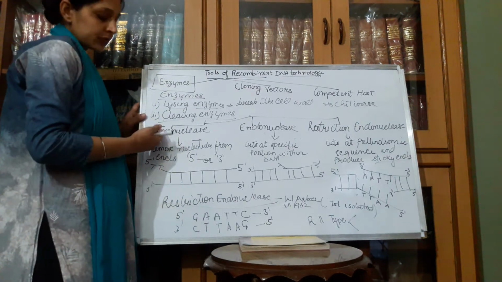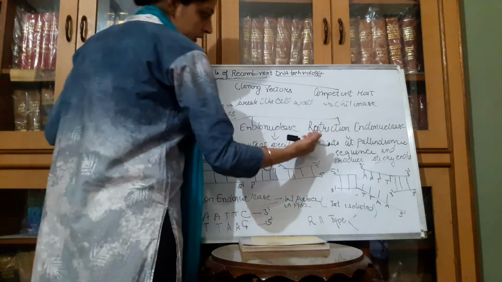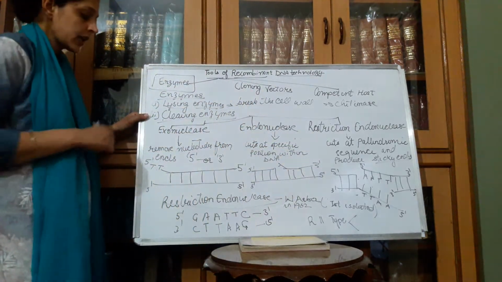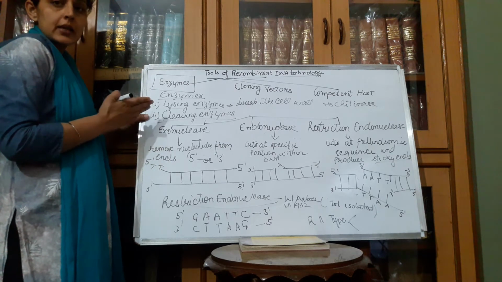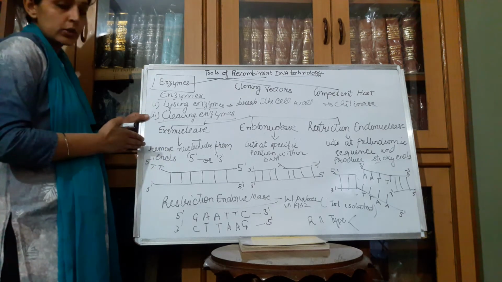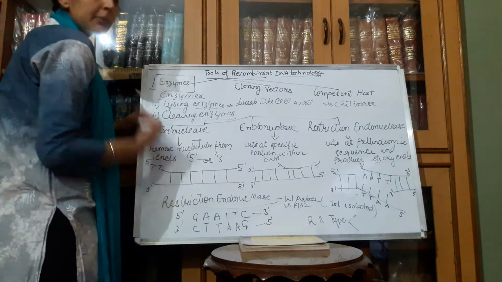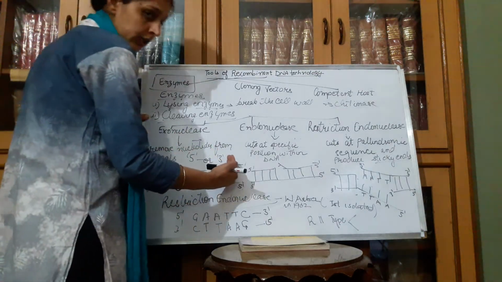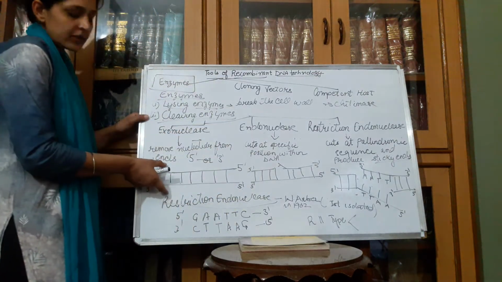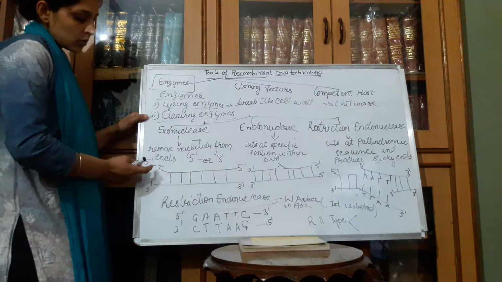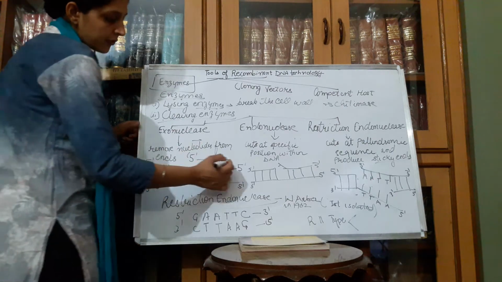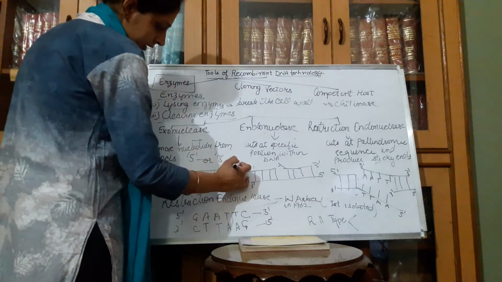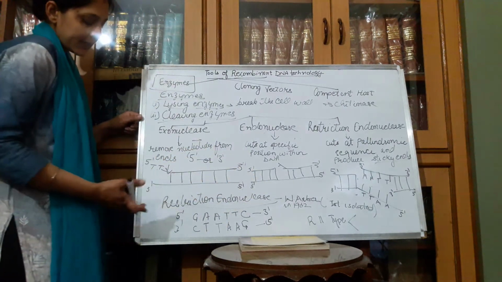The next category of enzymes is cleaving enzymes. Cleaving enzymes are of three types: exonuclease, endonuclease and restriction endonuclease. Exonuclease is the enzyme which removes nucleotides from the terminal ends, that is the 5' end or the 3' end. If we have this strand of DNA, it will remove nucleotides either from the 5' end or from the 3' end.